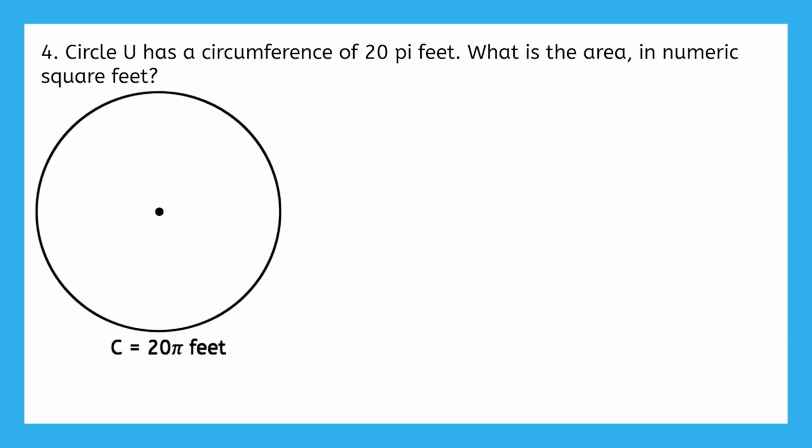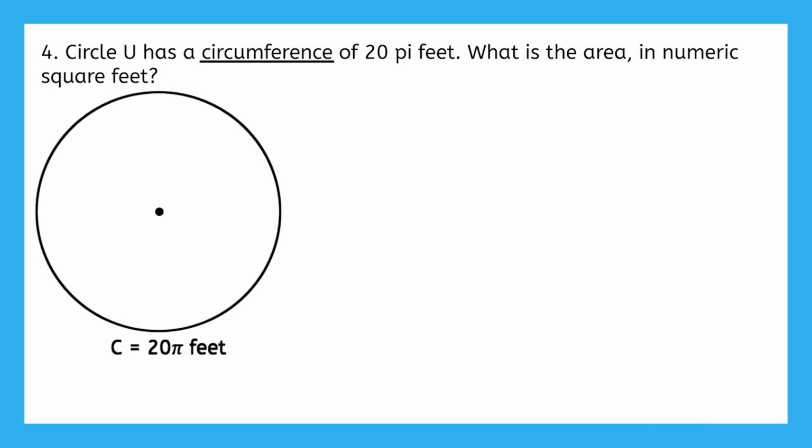Circle U has a circumference of 20 pi feet. What is the area in numeric square feet? You try this one on your own, start to finish. How'd you do? Here's how I solved it.